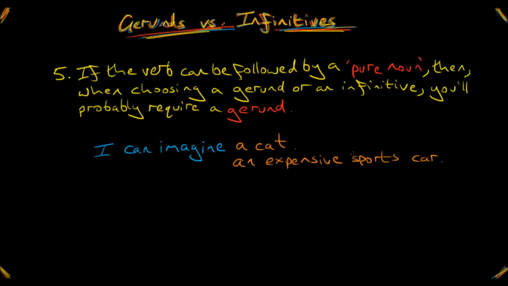And so we've got two pure nouns here, and so if we're going to choose either a gerund or an infinitive, we're going to choose a gerund if we want to follow it by something a little bit more verby. So sitting on a beach, let's take that. I can imagine sitting on a beach. So because I can imagine can be followed by pure nouns, when choosing a gerund or an infinitive, you're going to be choosing a gerund in all likelihood. It doesn't matter how long that gerund phrase or noun phrase is, it's going to begin with a gerund. Let's take a look at one more example.